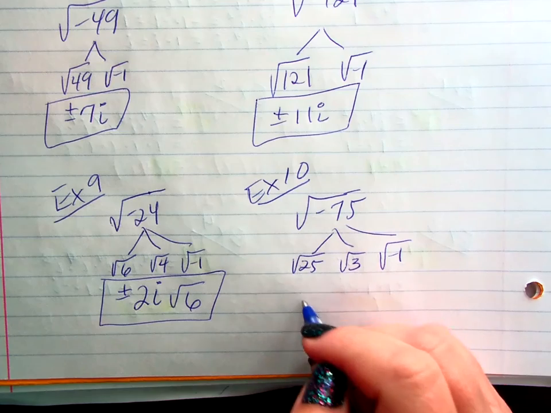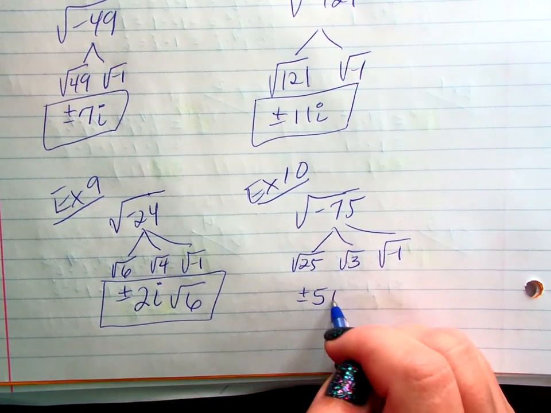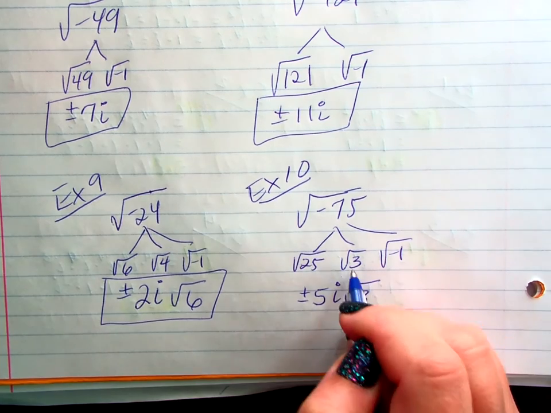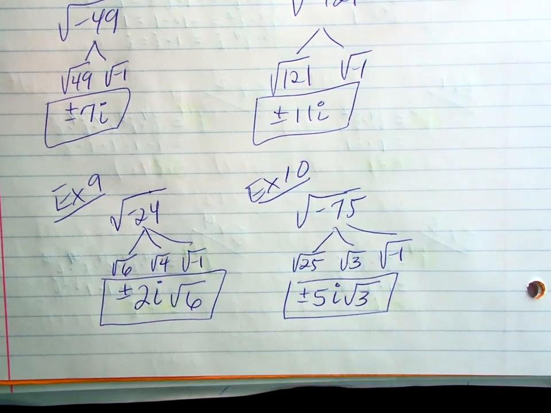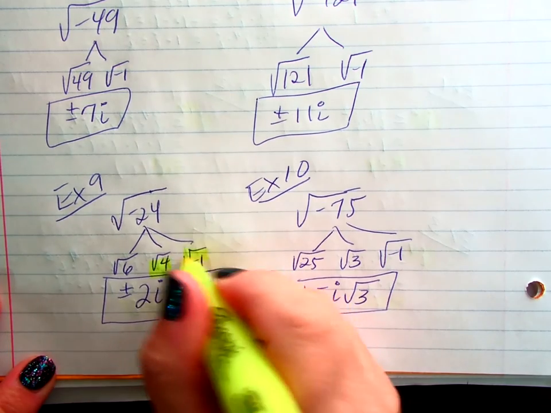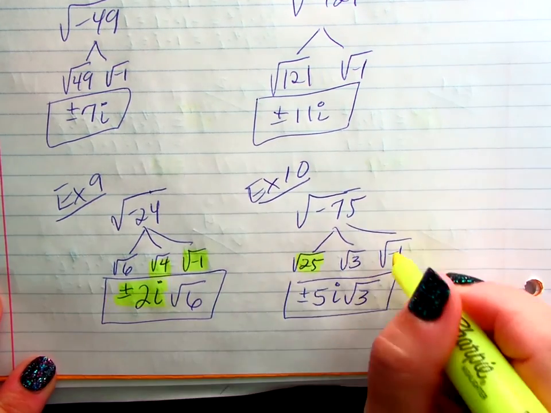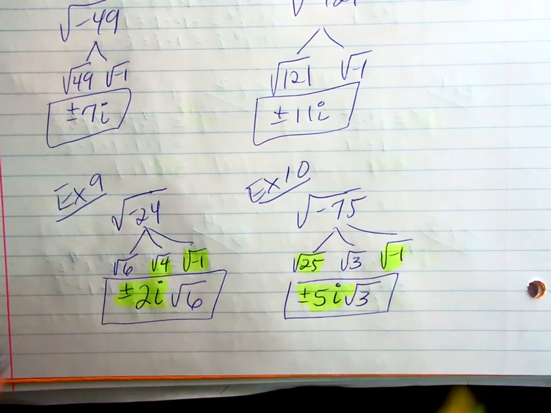How about this one? 25 gives us plus or minus 5. Square root of negative 1 is just i. Root 3 can't do anything, so it stays at the back. So these two parts come from right here. The 4, root 4, and the root negative 1 give me the 2i. And this 25 and this negative 1 give me the 5i in front.